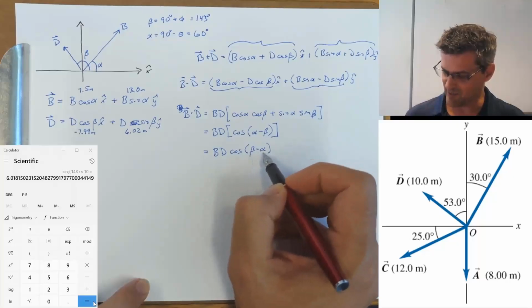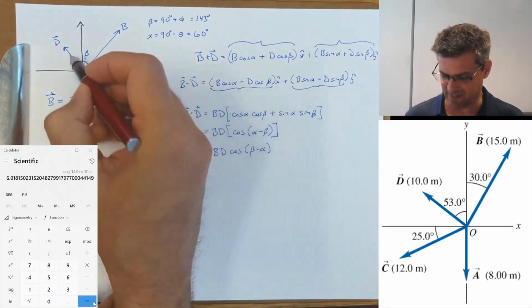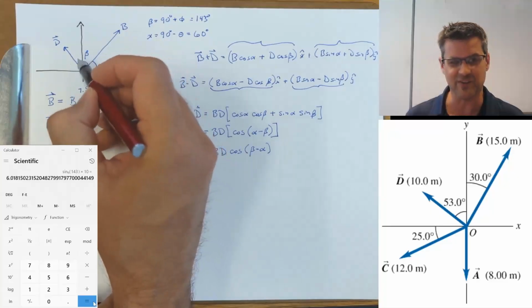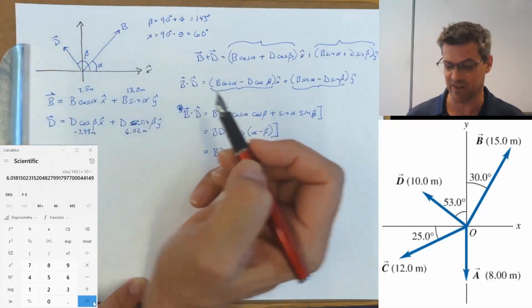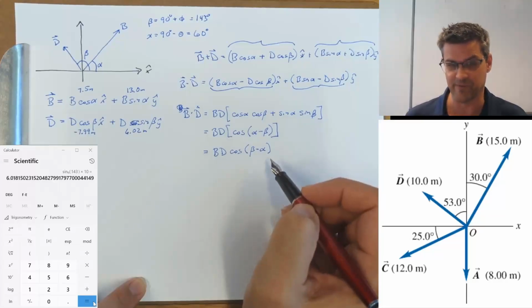This is the angle between these two things. Beta minus alpha. It's the angle between. Cosine of the angle between, just like it was before. This has to be the same number as we had before.